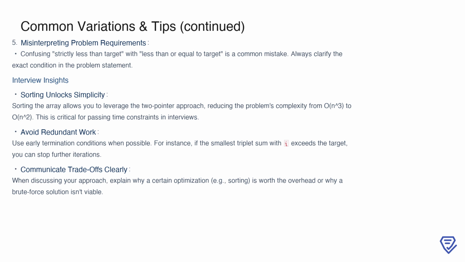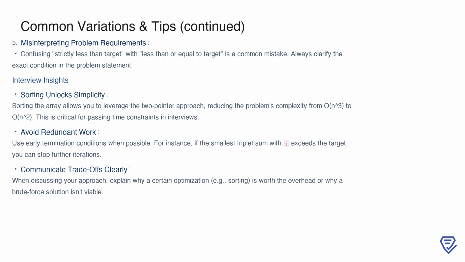Sorting the array is not just a recommendation, it's a critical step that simplifies the problem. By sorting, you can leverage the two-pointer approach, which reduces the time complexity from O(n³) to O(n²). This optimization is often necessary to meet time constraints in coding interviews. To further improve efficiency, look for opportunities to avoid redundant work. For example, if the smallest possible triplet sum with your current index is already greater than the target, you can skip further iterations for that index entirely.